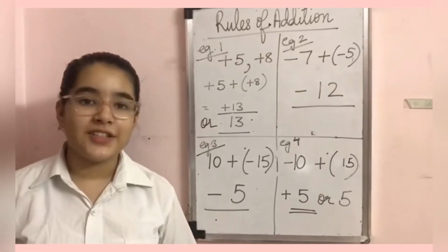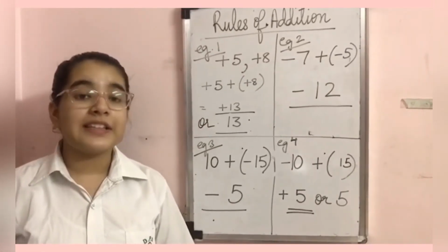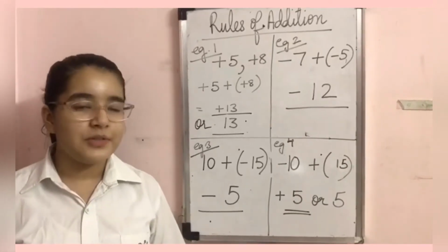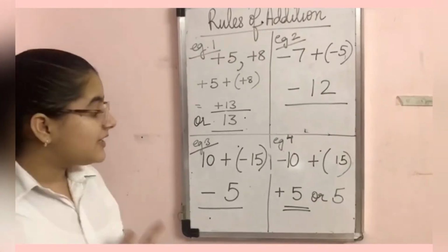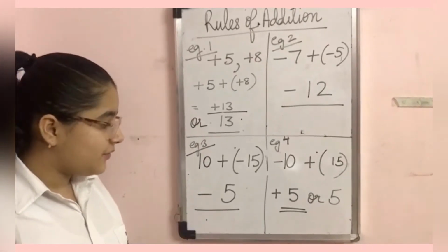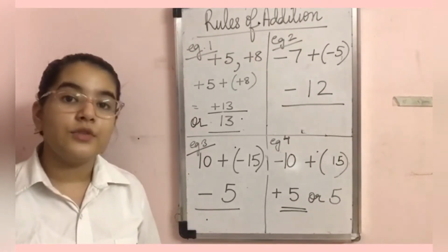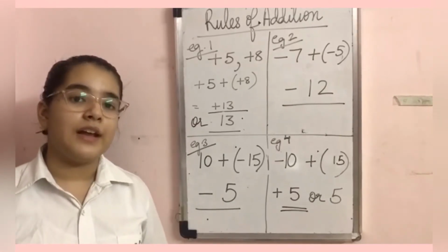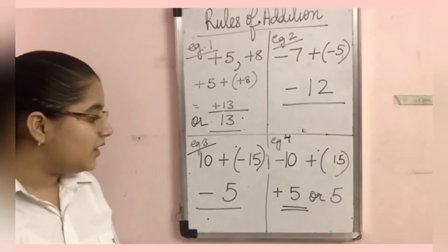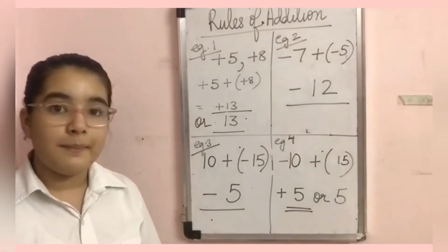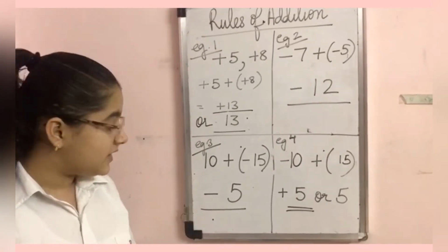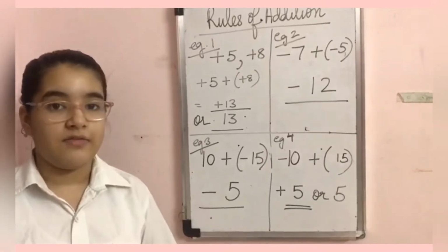When adding integers with different signs, subtract the smaller absolute value from the bigger absolute value and then keep the sign of the bigger absolute value. For example, 10 plus -15. First we have to subtract the smaller absolute value from the bigger absolute value and the answer would be 5. Then we will be putting the sign of the bigger absolute value, which means -5.